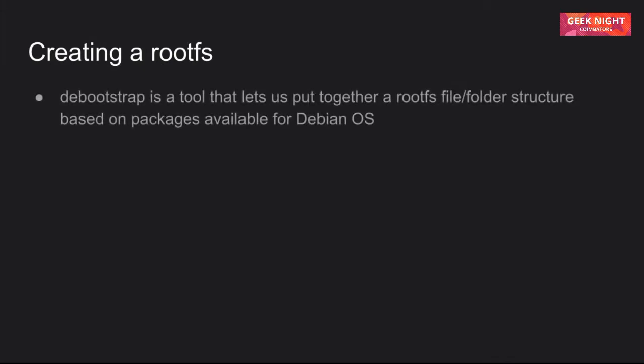So let's look at creating a rootfs. How do we create it? I said we will use debootstrap, which is a tool that lets us put together a root file system structure, and that too based on which packages we choose to install. And those packages will be pulled from one of the Debian package repositories. We can configure which repository gets used.